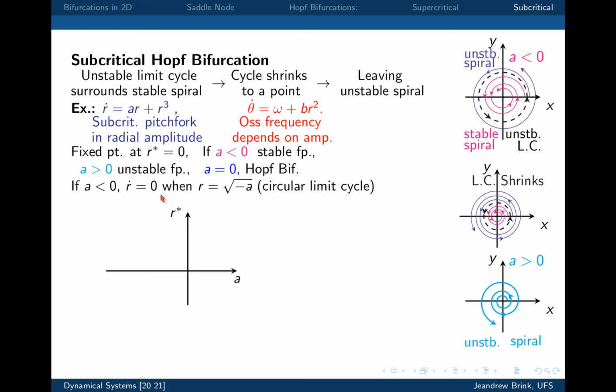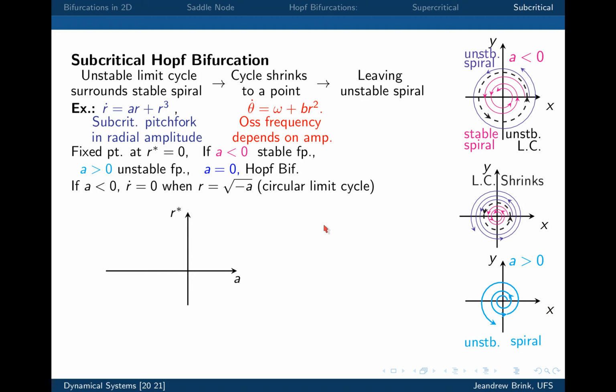And you can actually see this thing depicted over here. So there a is negative. Here is our circular limit cycle. So you can see the heuristic example I gave is in fact exactly this normal form that we've worked out. So there's our limit cycle. As a gets closer to 0, it shrinks because the square root of minus a gets smaller. And then finally, when a is greater than 0, it completely disappears.